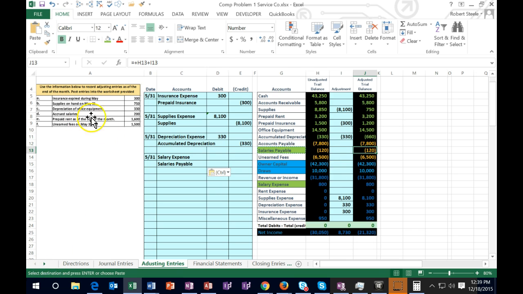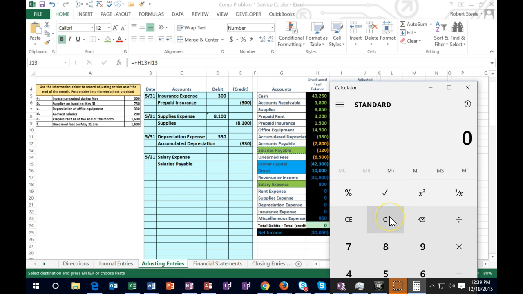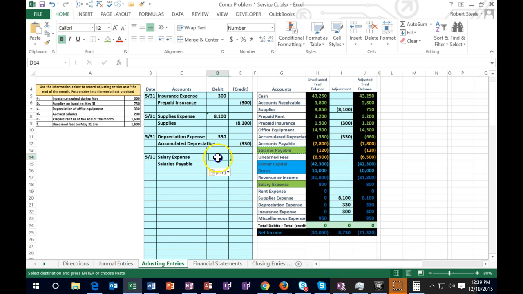And this accrued salaries means that it should be 200 as of that time period. So this 120 needs to be basically adjusted to 200 at this time frame. So if we take out the calculator, we're going to say, well, 200 minus 120, well, that's 80. So the adjustment's going to have to be 80 to increase this amount. So we're going to say 80 debit, 80 credit. And once we have done that, then this number should be 200 after we post it.